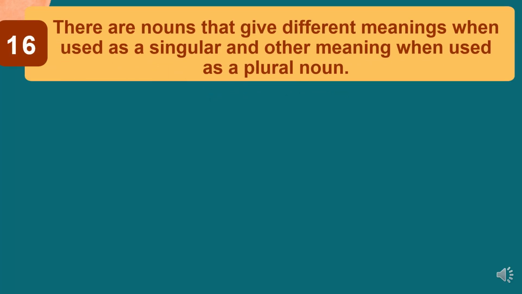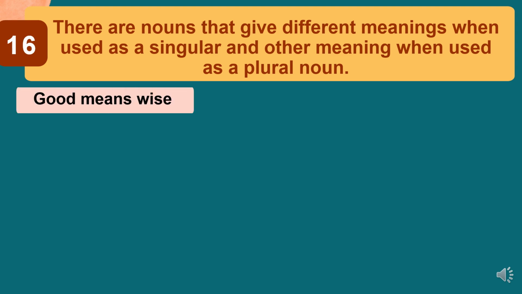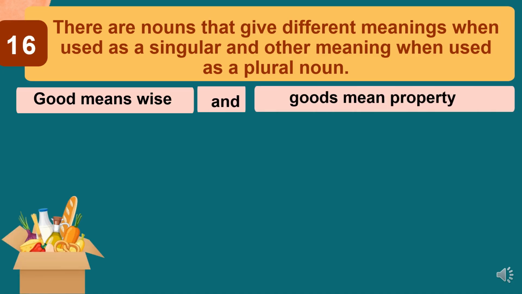Rule 16, nouns with different singular and plural meanings. Some nouns have one meaning in their singular form and an entirely different meaning in their plural form. Let's look at the examples of nouns with singular meaning, as well as plural meaning. Good means wise or virtuous. And goods mean property or merchandise.